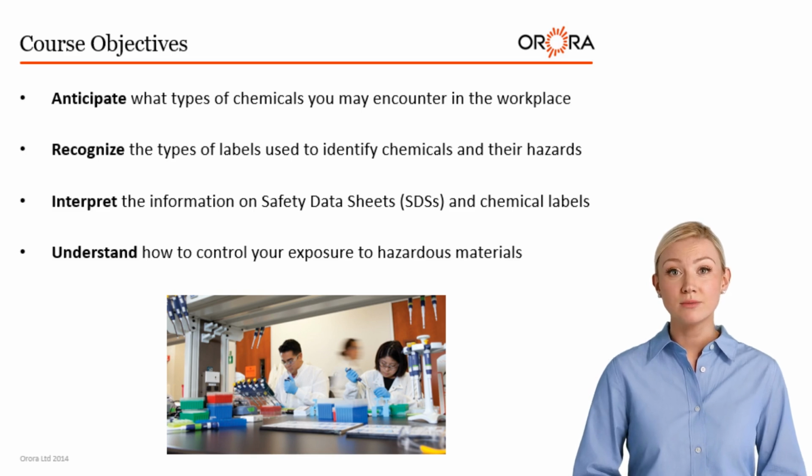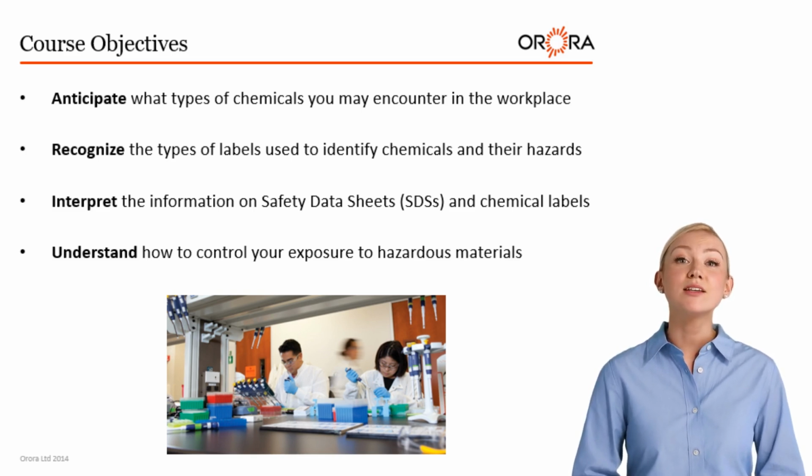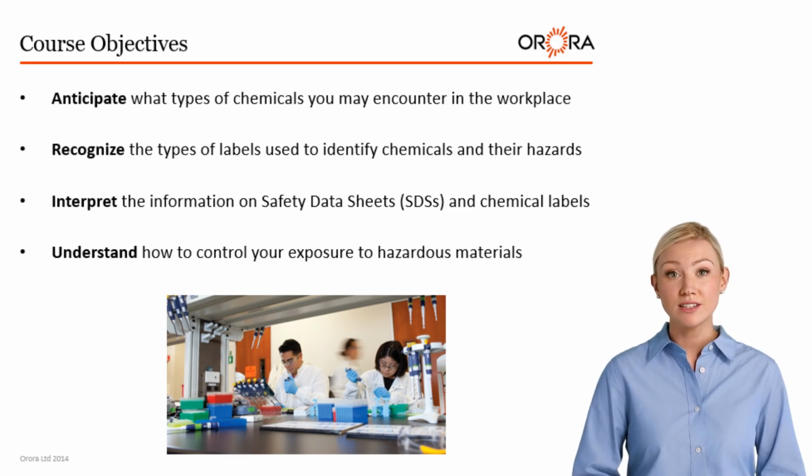Course objectives. Anticipate what types of chemicals you may encounter in the workplace. Recognize the types of labels used to identify chemicals and their hazards. Interpret the information on safety data sheets, SDSs, and chemical labels. Understand how to control your exposure to hazardous materials.